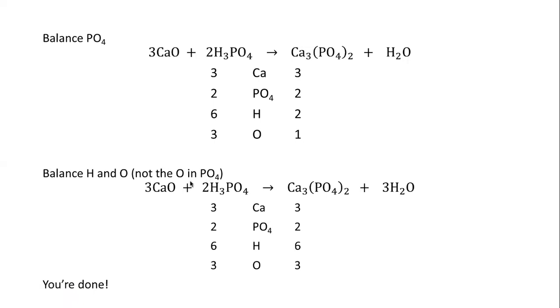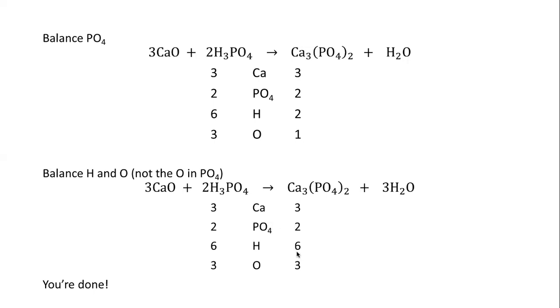And I do want to note that we're not balancing the O that's in the phosphate because we are counting this as one entire unit. So you don't want to count that there. So we have 3 oxygen that are on our reactant side. So we're going to put a 3 where the oxygen is, and we're going to put it in front of this water molecule.